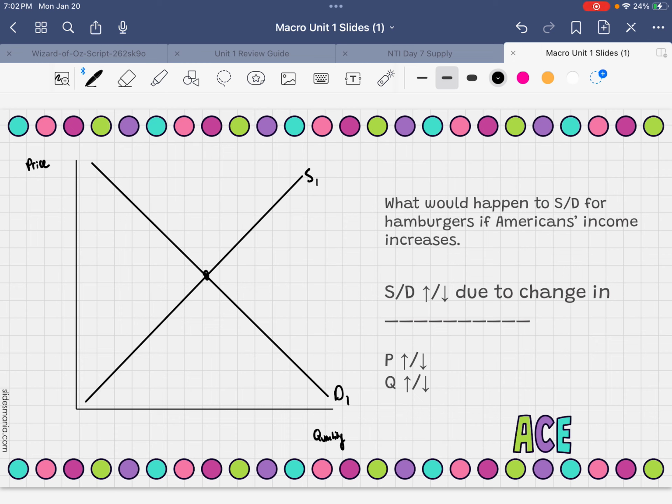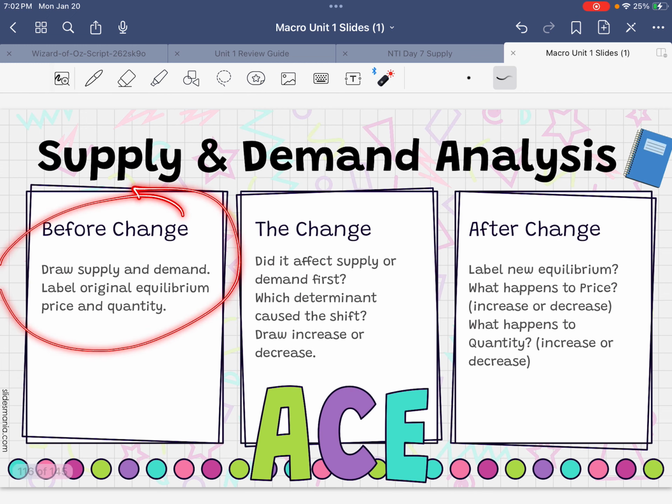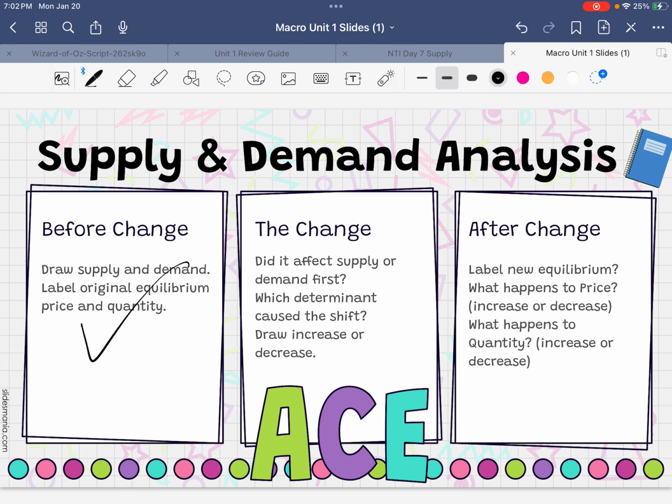I'm going to put a dot where they meet. That dot is equilibrium. I'm going to come over from where they meet, and that is my first price, P1, and go down from where they meet, and that is my first quantity, Q1. So at this theoretical quantity, hamburgers are being sold, and consumers and producers are supplying and demanding them at the same rate. So what would happen to supply or demand for hamburgers if Americans' income increases? So this is step 1. Before the change, draw the supply and demand, label original equilibrium, price, and quantity. Check, done.